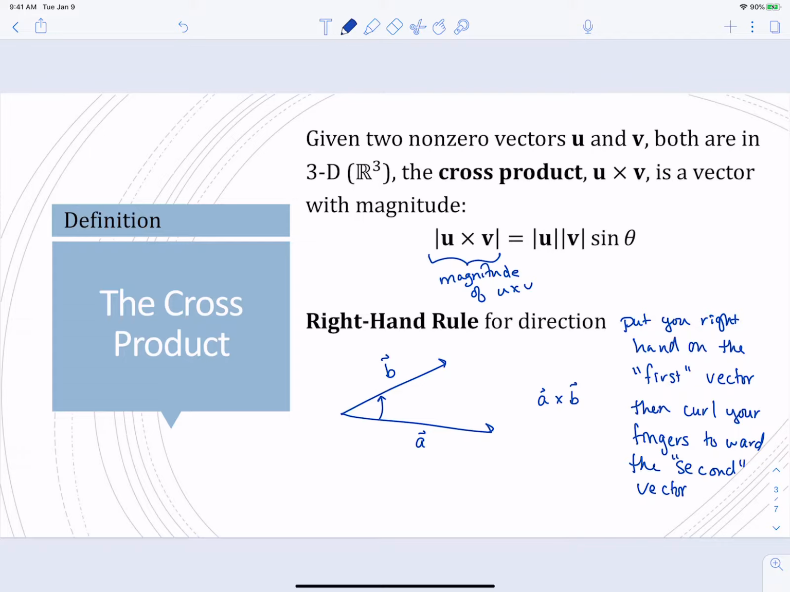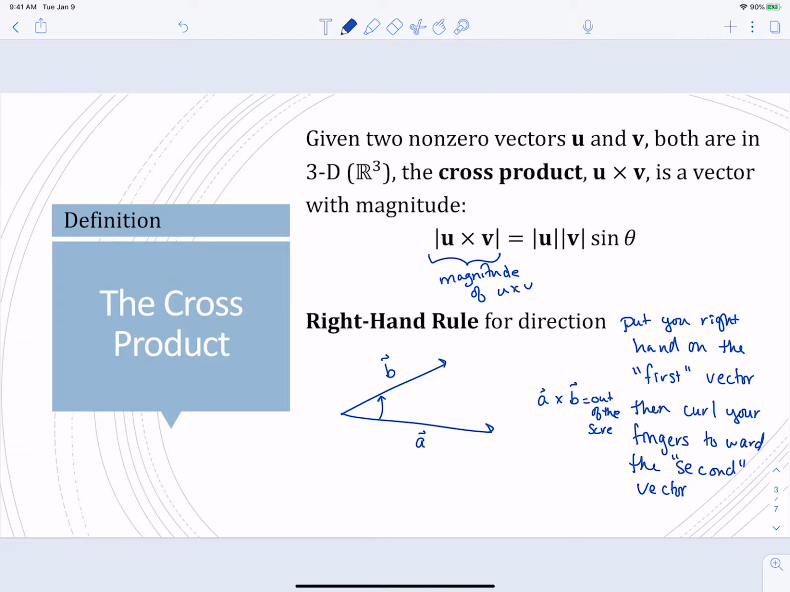If you have this on a tablet or a piece of paper, put your right hand on vector A and then curl your fingers towards B. Where your thumb is pointing, in this case up, out of the paper or out of my tablet, tells me that our vector, when we do the cross product, is going to point out of the screen.